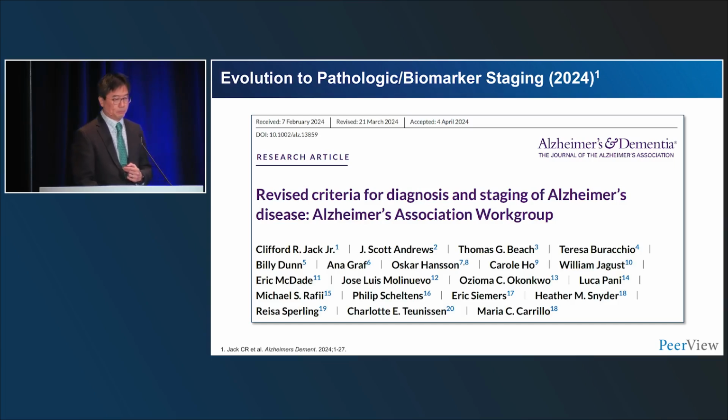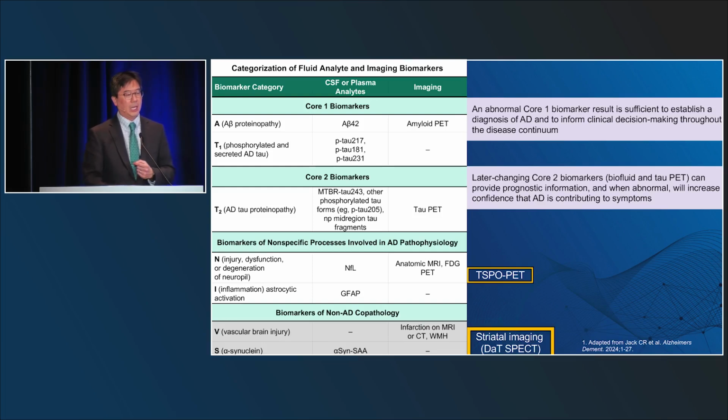So the evolution of the pathologic and biomarker staging was actually updated very recently to add even further nuance to the system. And that was just last year, the revised criteria for diagnosis and staging of Alzheimer's disease from the Alzheimer's Association work group. And in this, they actually have now split into two core biomarkers. And again, as John said, the references are here, and you can download them from the PeerView website. So all these references are available for you.